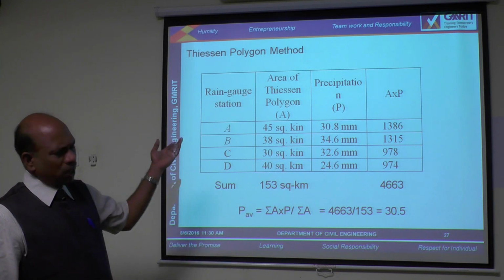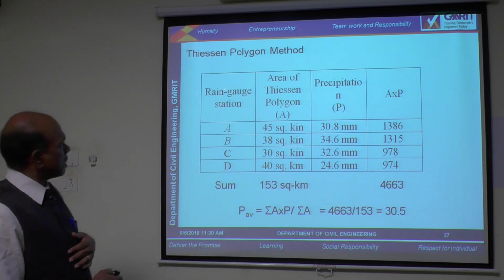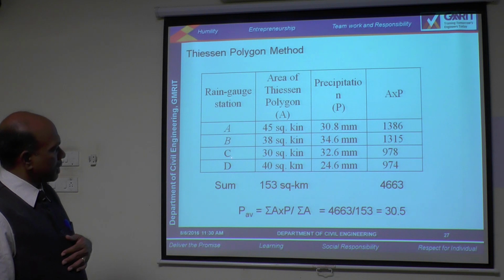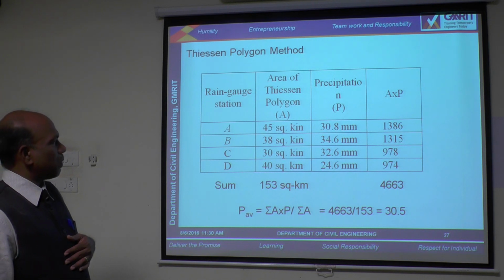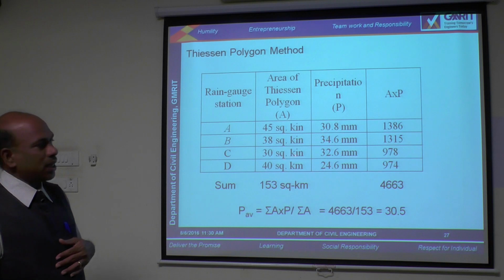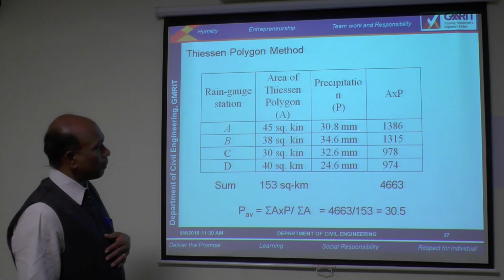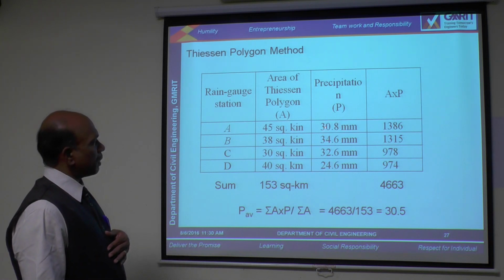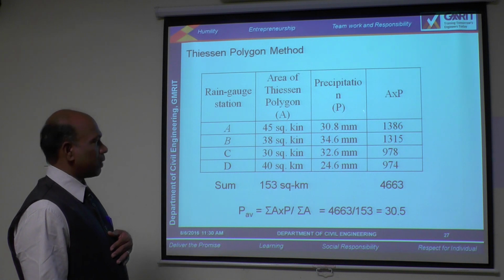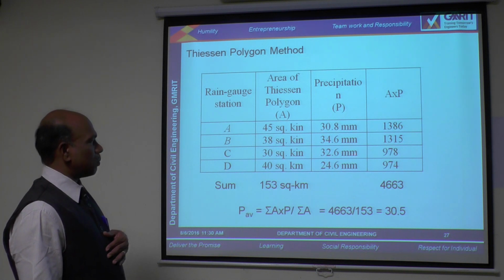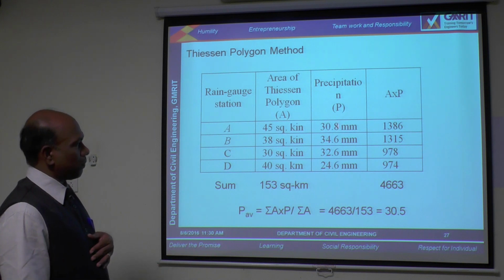This is one example problem. Here are the rain gauge stations A, B, C, D, and this is the area under each rain gauge station. Rain gauge station A has a catchment area of 45 square kilometers, B station 38 square kilometers, then 30 square kilometers and 40 square kilometers. Also the rainfall depth at each rain gauge station: A has 30.8 mm, then 34.6, 32.6 and 24.6. These are the rainfall depths.